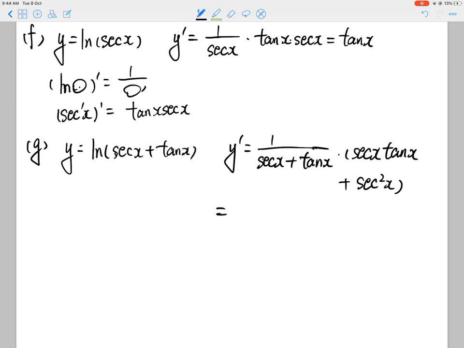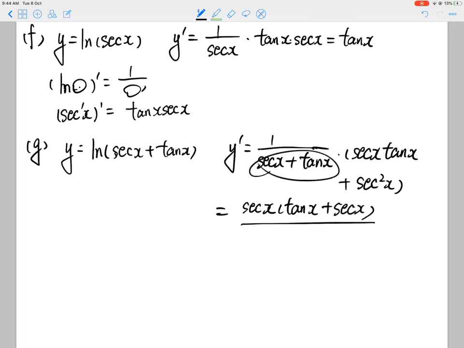So you can simplify. Here in the numerator, this part, you can extract the common factor secant x. So it's secant x times tangent x plus secant x, over this part, secant x plus tangent x. So these two cancel out. It's secant x.